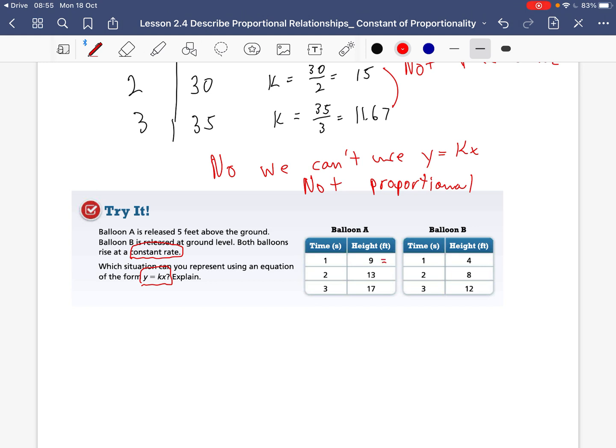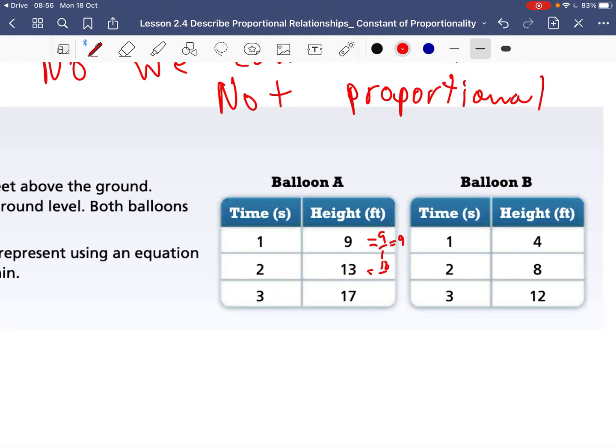So if we had this one, it would be 9 over 1, which is 9. In this case, it would be 13 over 2, which would be 6.5. And this one would be 17 over 3, which is about 5.66. So is this constant? No, this is not constant. Okay, there's not a constant rate.